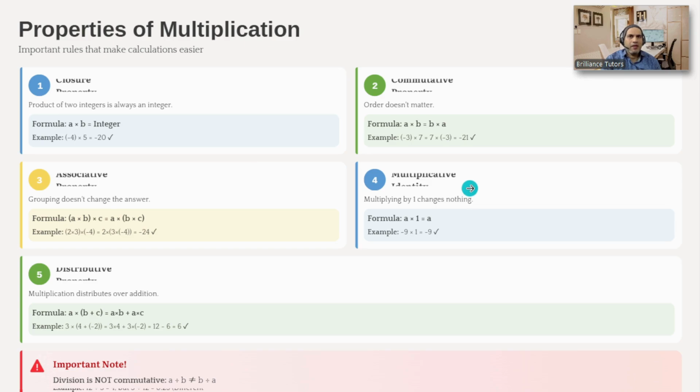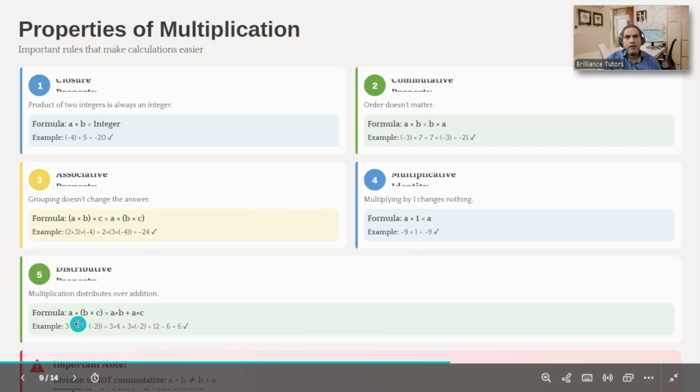Multiplicative identity: multiplying by 1 changes nothing. A into 1 equals a, and minus 9 into 1 is minus 9. And the distributive property: a into the bracket b plus c equals a into b plus a into c. So this is called the distributive property.